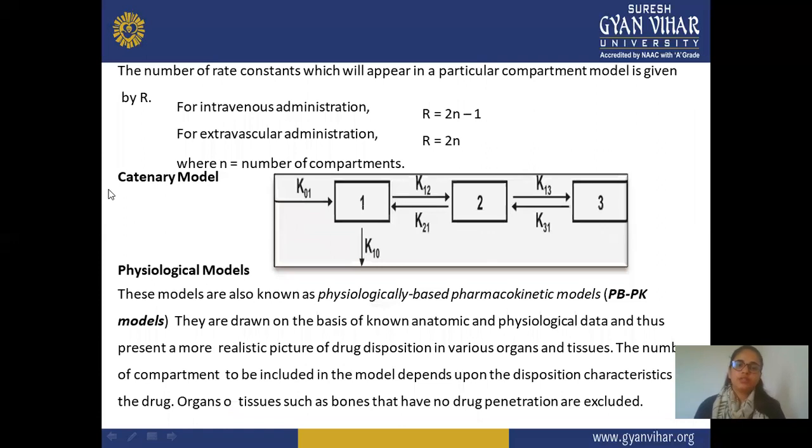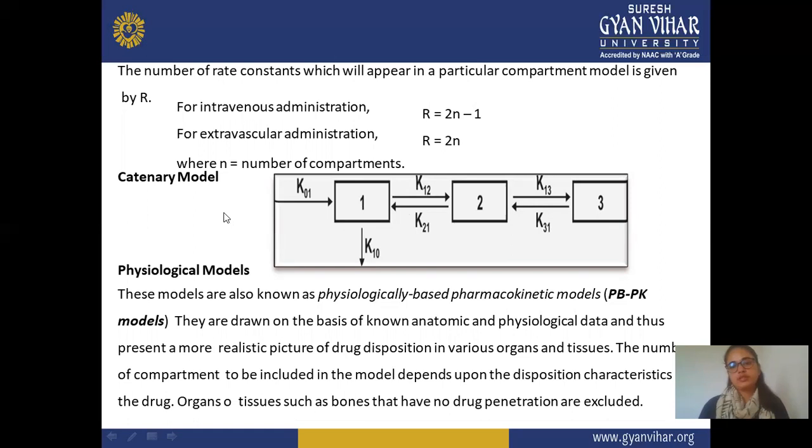In this, the number of rate constants which appear in a particular compartment model is given by R. Means the rate is represented by symbol R, or rules for R, for representing the number of rate constants of that particular model. For intravenous administration, R equals 2N minus 1. And for extravascular administration, R equals 2N, where N is the number of compartments. Means this will vary or depend on the compartmental model, whether it is one compartment, two compartment, or three compartment. So N is the number of compartments.